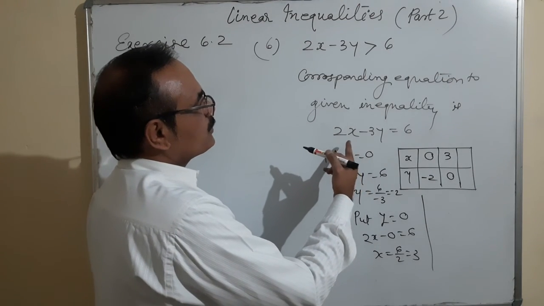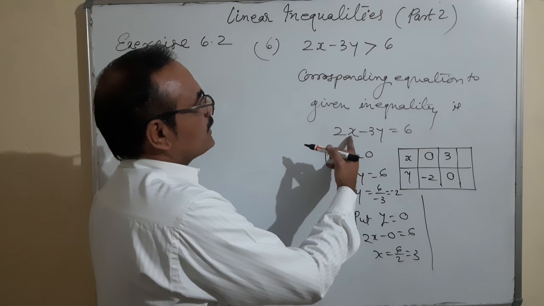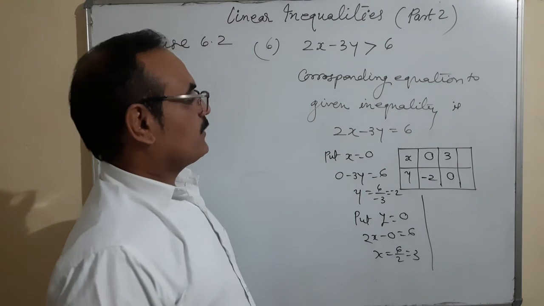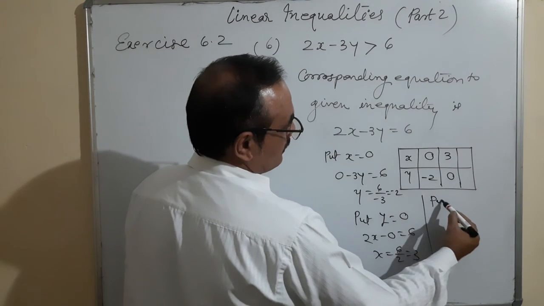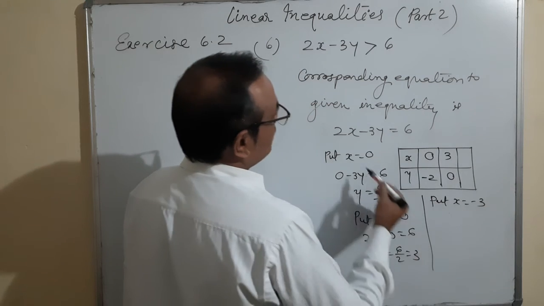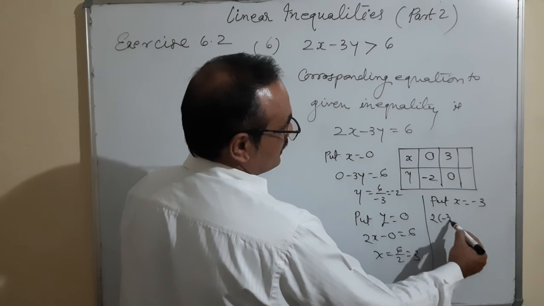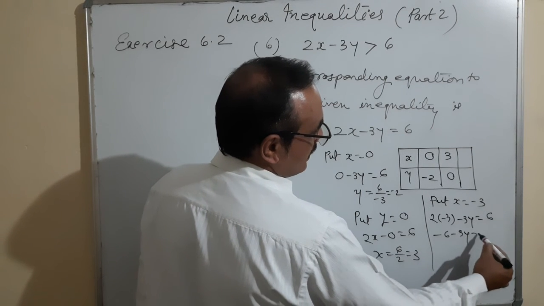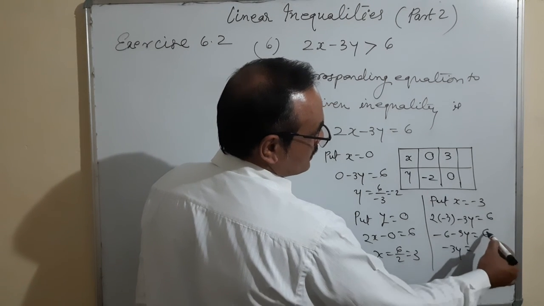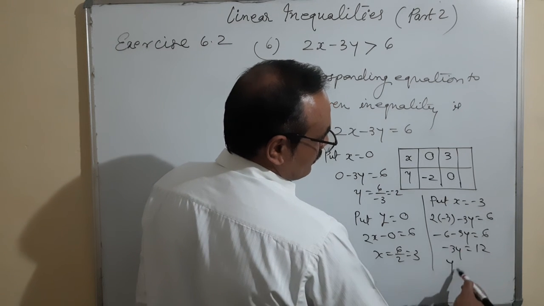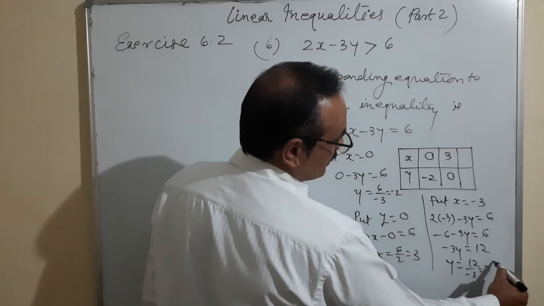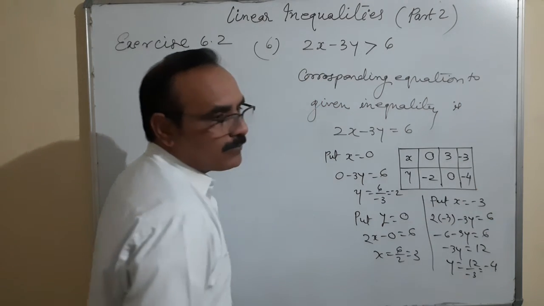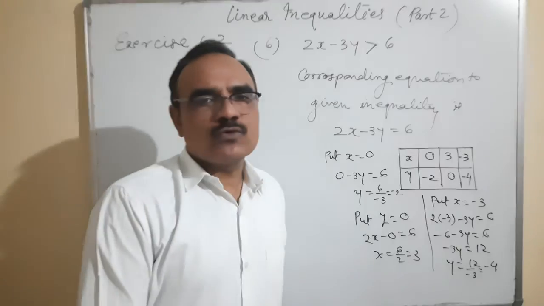Let us find out which point should be taken here. If I put x is equal to minus 3, let us see what happens. 2 times minus 3, minus 6, minus 3y is equal to 6. Minus 3y is equal to 6 plus 6, it is 12. Y is equal to 12 upon minus 3, it is minus 4. So x minus 3, then y is minus 4. You can take 3 points, otherwise 2 points are sufficient.